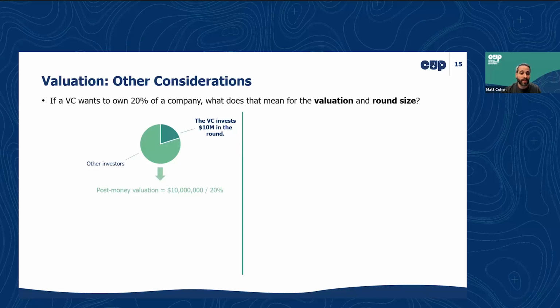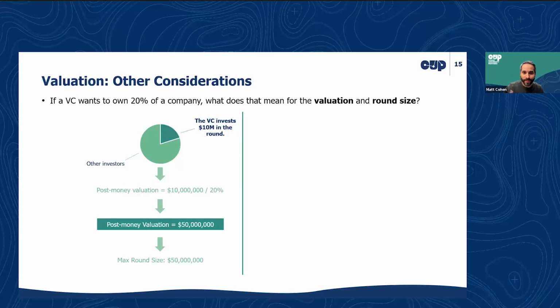That means what's the potential post-money valuation? So $10 million investment divided by 20% ownership. Post-money valuation is $50 million. That means if you were to set a pre-money of 0, which is unrealistic because that means management owns nothing, the maximum round size for that VC to own 20% of the company investing a $10 million check is $50 million. And again, that's totally unrealistic because it leaves nothing for the management team or anyone else to own anything.